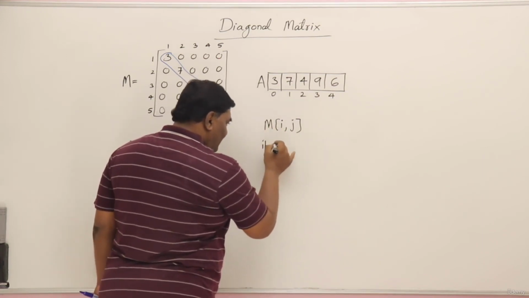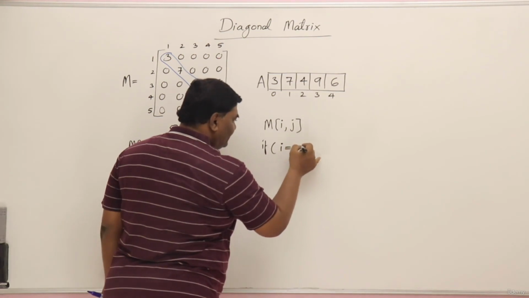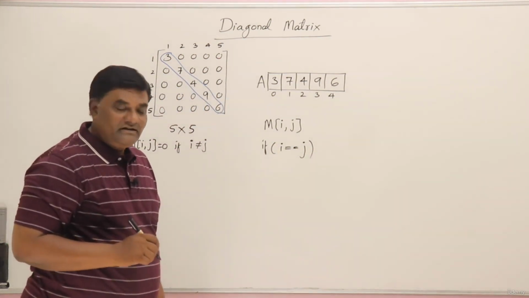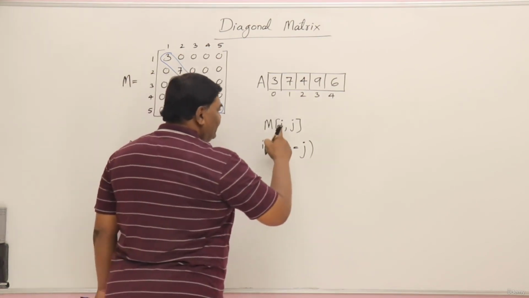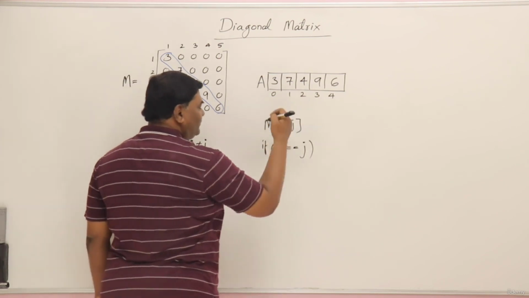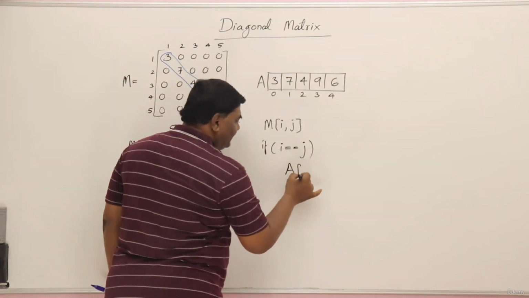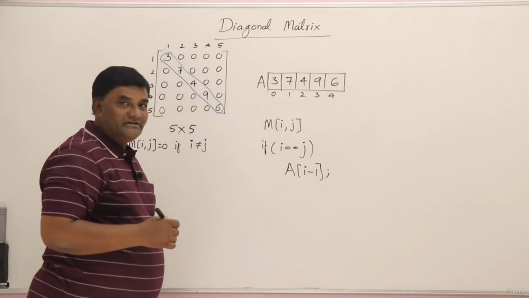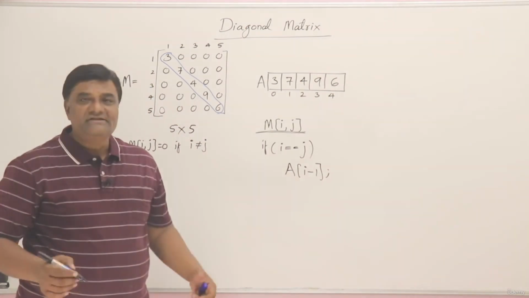First of all, if i is equal to j, then only we have an element, right? So if i is equal to j, then 2 is present at 1, 3 is present at 2. So the element is present at i minus 1, or even I can say j minus 1. So this is very simple.